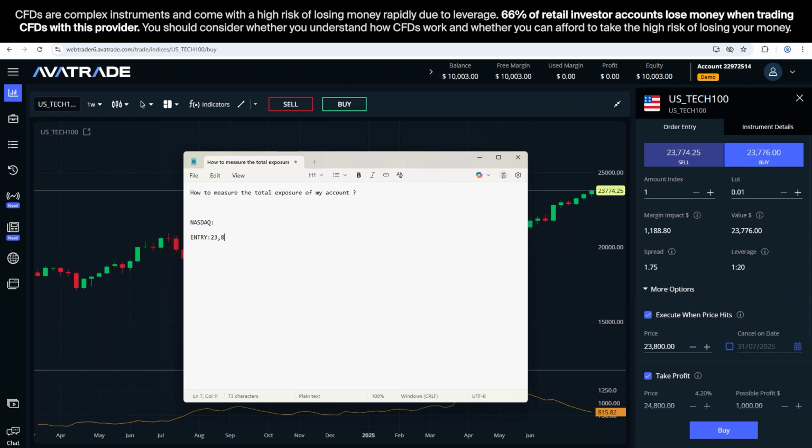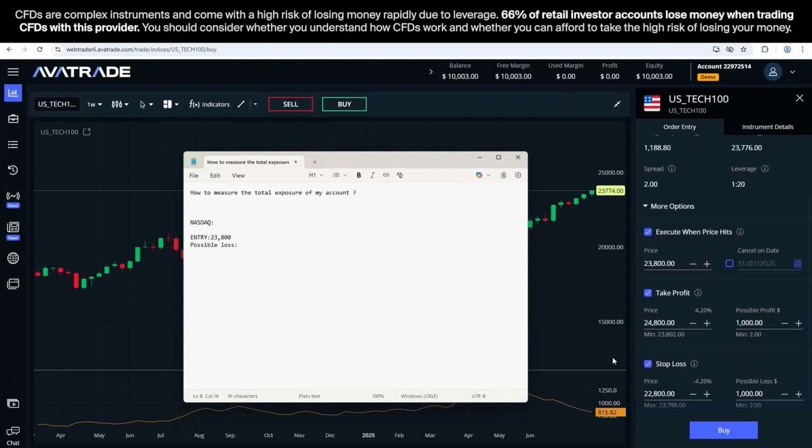Entry 23,800. Possible loss is 1,000, and the stop loss is 22,800, and we are with a buy, just to be clear.